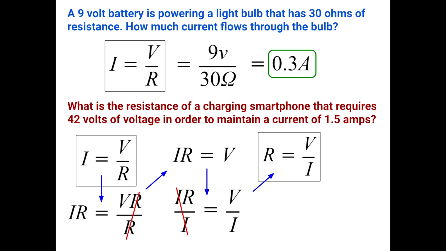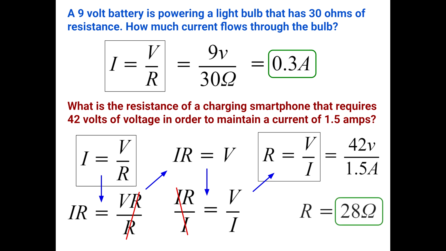R equals V over I, so V was equal to 42 volts, and I was equal to 1.5 amps. 42 divided by 1.5 equals 28, and the unit of measurement when you're solving for resistance is the ohm. So the answer to this question is the resistance of the smartphone must be 28 ohms of resistance.